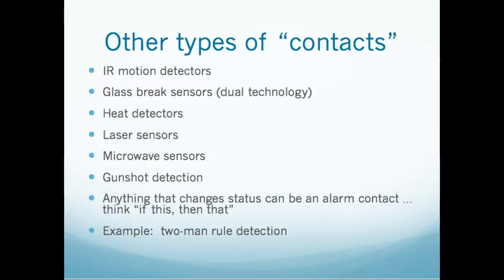Anything that changes a status can be an alarm contact. Think about when you use programs with the if this then that. If this happens, then I want an alarm, as long as you have a sensor that can pick it up. If someone turns on the lights in the room, then I want an alarm. If the automatic sensor on the lights comes on, I want an alarm to come in to tell me that somebody went in the room.